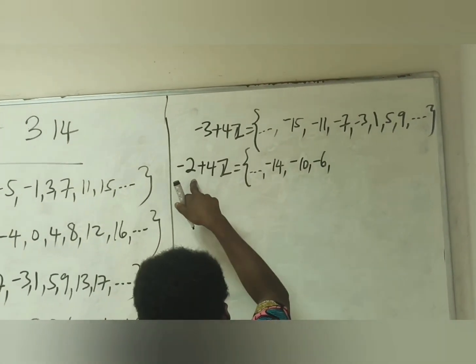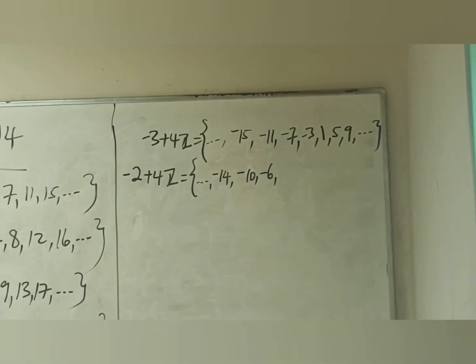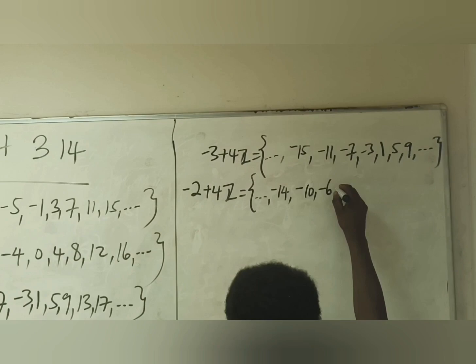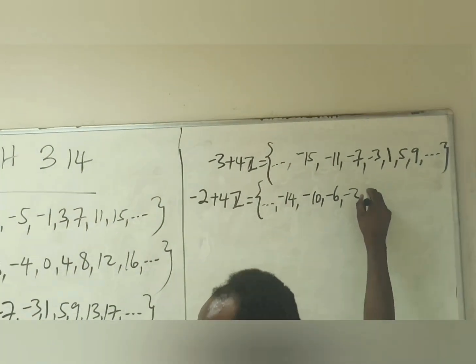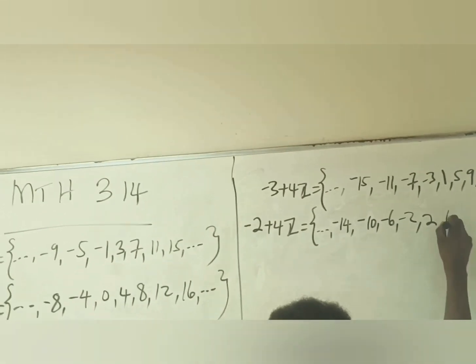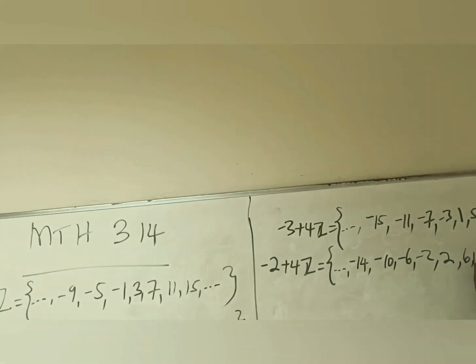We're adding negative 2 to this. So we are filling the third one. We are now here. Yes. Negative 2 plus 0, negative 2. Negative 2 plus 4, 2. Negative 2 plus 8, 6. Negative 2 plus 3, 10.